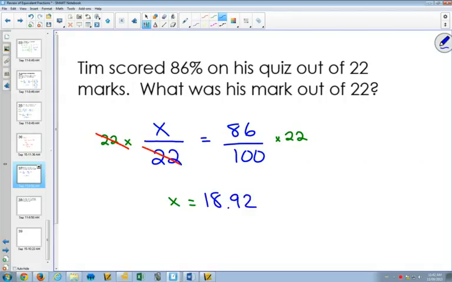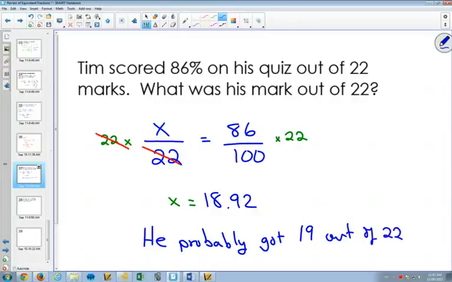So what do you think he scored on his test? 86.3%. Well, like he got 19 out of 22, but since you didn't put a decimal, it came up to probably he got 19 out of 22. And if you did 19 out of 22, what does it show up as? 86.3, but you'd probably round that.